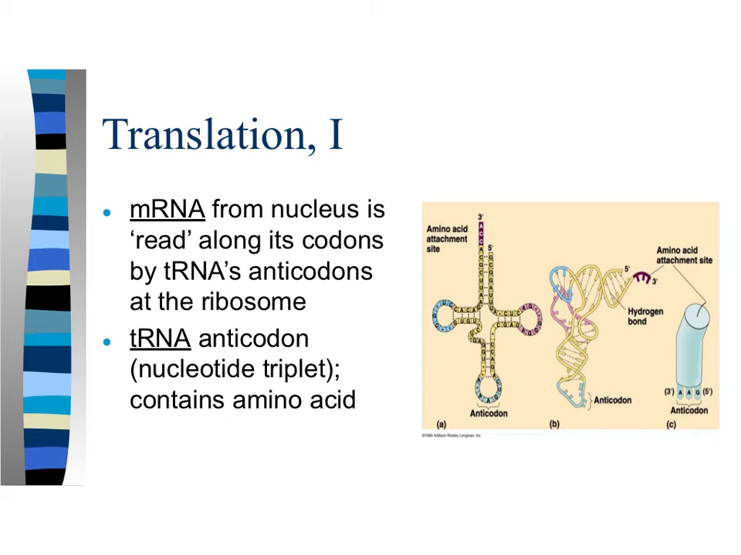So mRNA is going to be the message. It's coming from the nucleus. It's going to be read along its codons by tRNA's anticodons at the ribosome. When our tRNA attaches to our mRNA, it contains what's called the anticodon, which is the opposite of the message that the mRNA has, the nucleotide differences. It's also going to have an amino acid attached at the top, depending on what the anticodon codes for. We'll talk about that in a little bit when we learn to read an amino acid or codon chart.